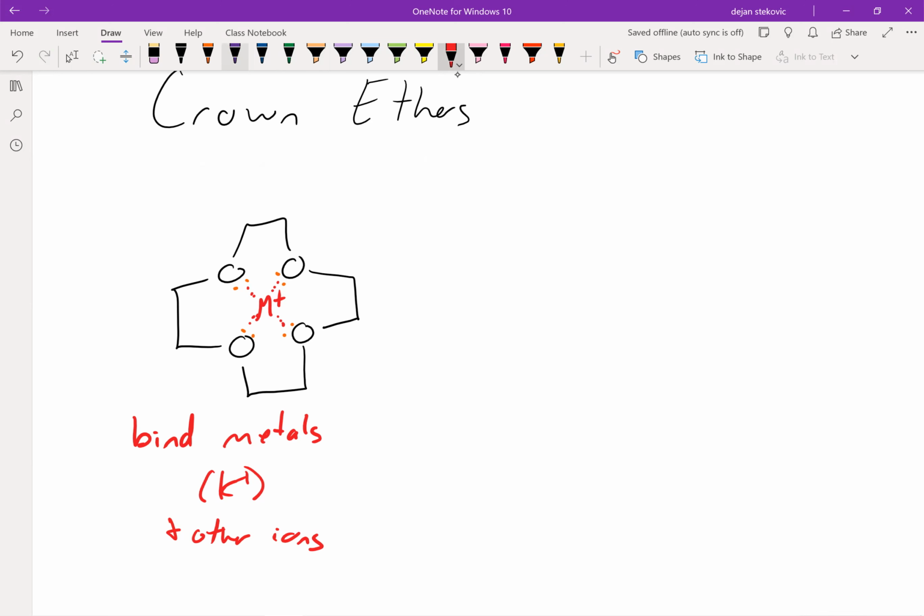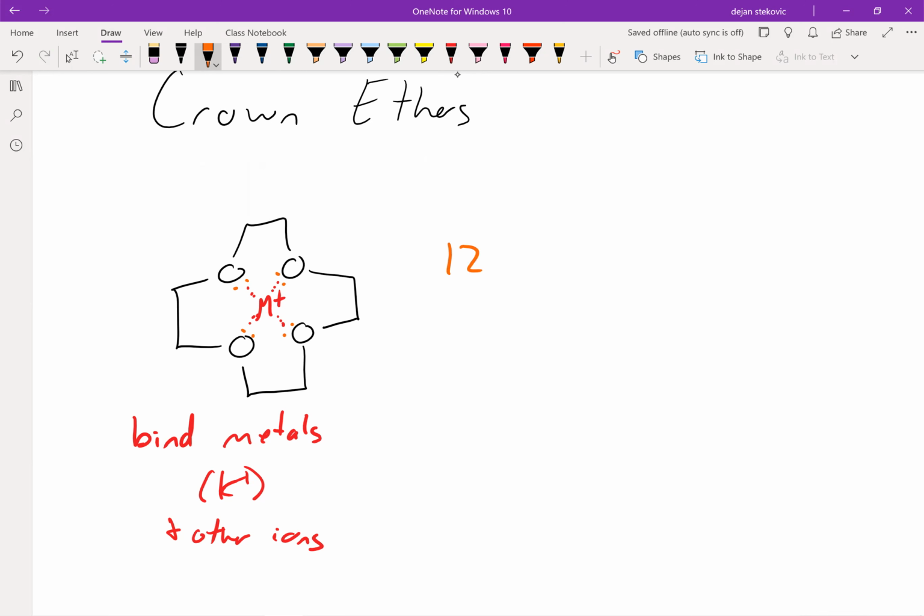And these are really useful because they can help you dissolve ionic compounds in non-polar solvents. So like say you want to use benzene as the solvent, but you want to use potassium as some kind of reagent. K plus is obviously not going to dissolve in benzene. So you can add some crown ethers to help dissolve it. And there's all kinds of other cool chemistry that you can do. So this is just one example of a crown ether. You can have all kinds of crown ethers.